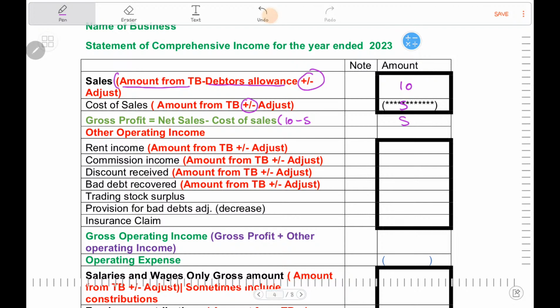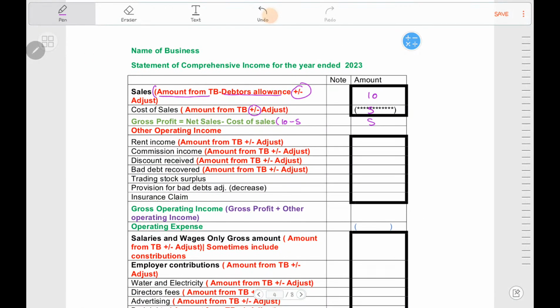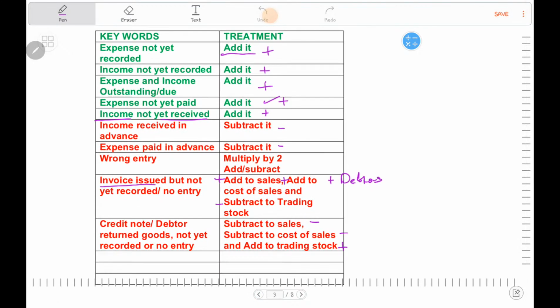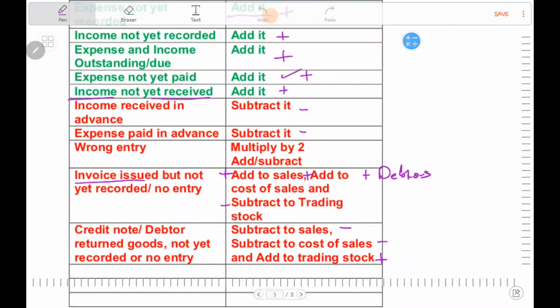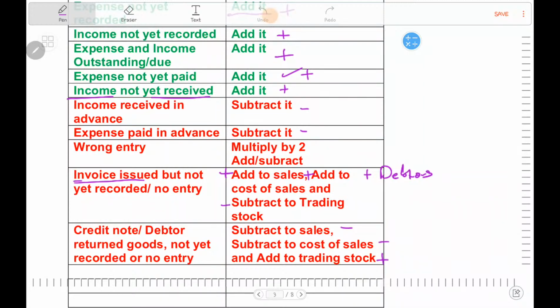Okay, please re-say what we implement on the credit sales. So in terms of the credit sales, let me go back. I said that if the credit sales were never recorded, it is the same as the invoice issued but never recorded. So it means that sales will increase, debtors control will also increase, cost of sales will increase, but trading stock will do what? It will decrease. I hope you are answered there, Yone Latina.